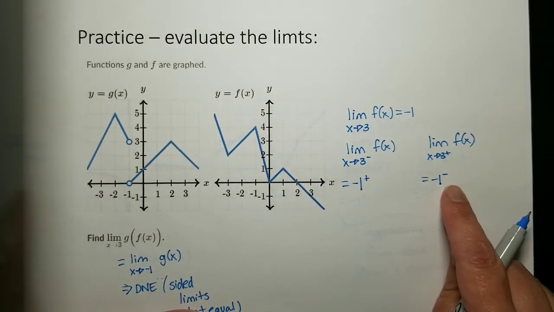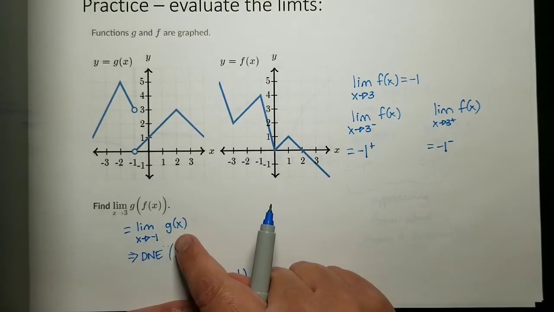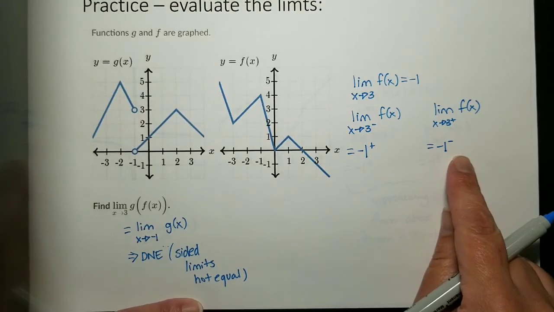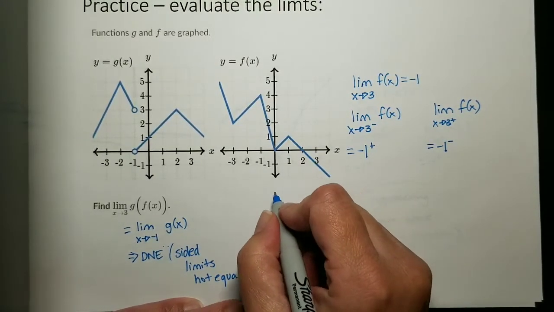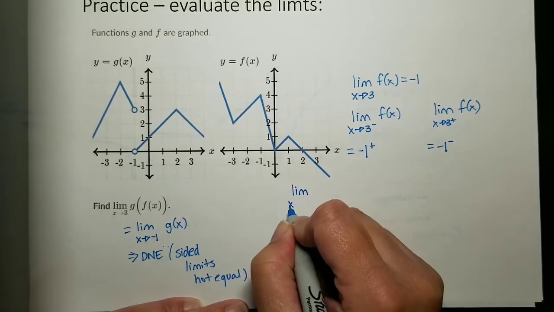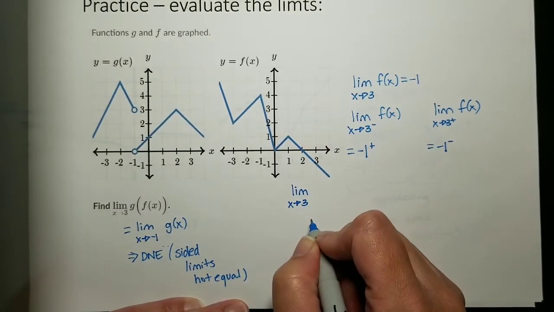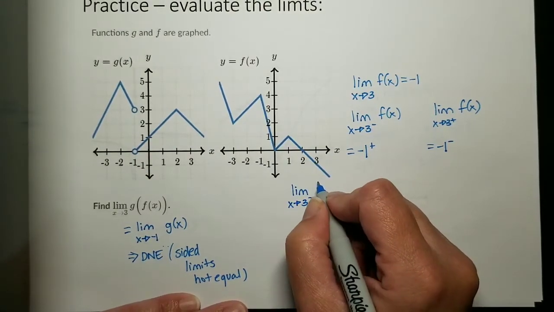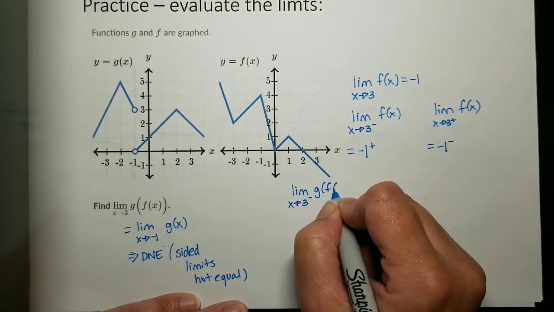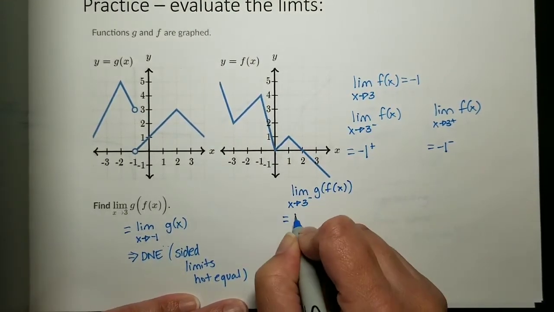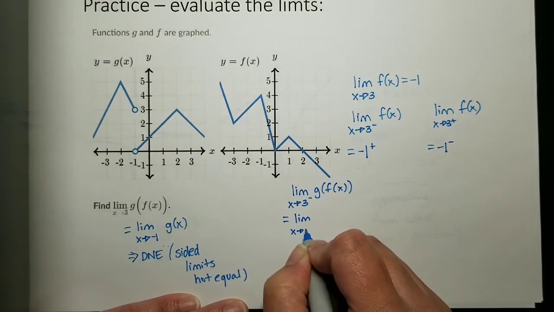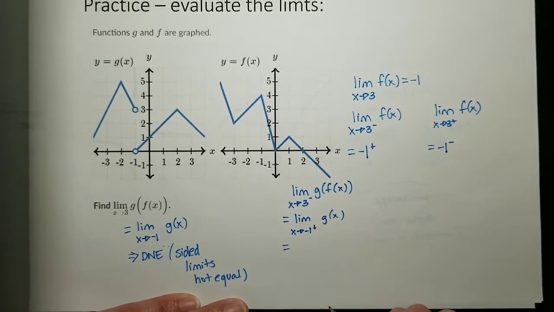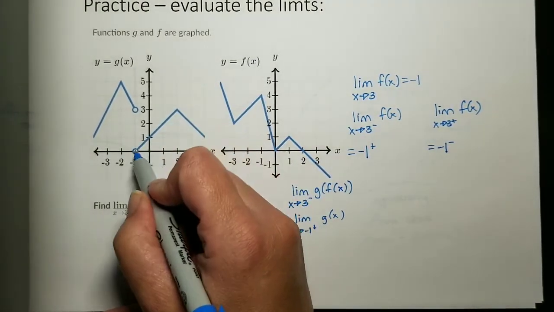Okay, so here, you do have to consider both, okay? So now, if we were going to evaluate the limit as x approached 3 from the left of g of f at x, that would be the limit as x approached -1 from the right of g at x, which is approaching -1 from the right, we get 0.